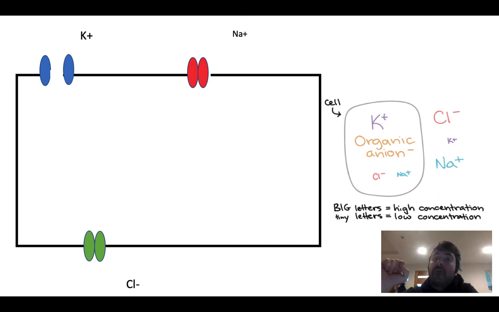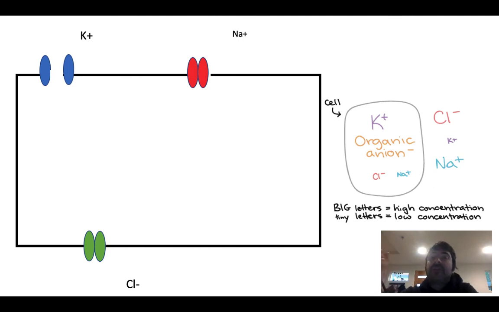And when the cell becomes more negative than negative 70, like negative 75, negative 80, we say that that cell is hyperpolarized. And we refer to hyperpolarizing shifts, especially when we're talking about neurons, as being inhibitory. That's a way to turn a neuron off, is to make it even more negative.